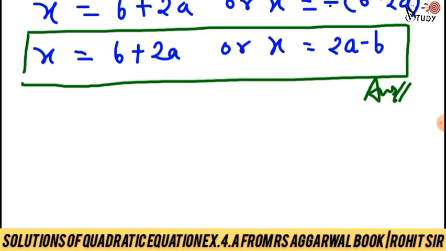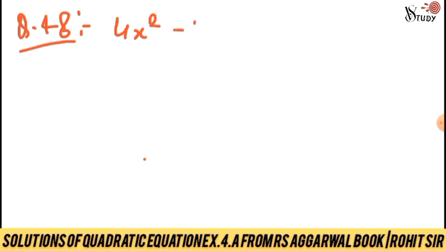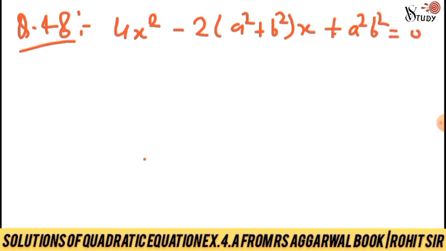Let's move to question number 48. Question number 48 from R.S. Agarwal book of class 10th, chapter quadratic equation. Question number 48 is 4x square negative (2a square plus b square) x plus a square into b square is equal to 0.